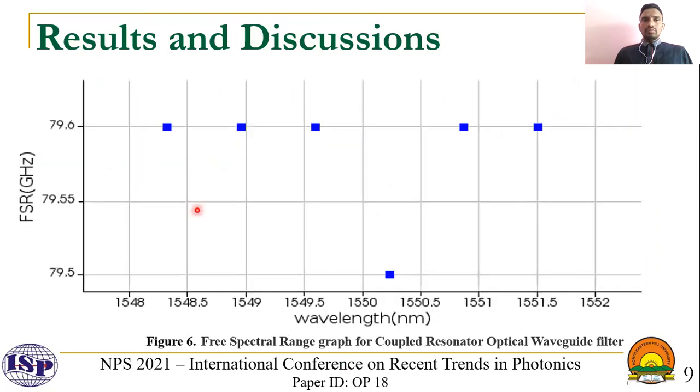Now I will move on to the next one, which is the free spectral range. You observe the free spectral range is 75.5 gigahertz at the wavelength of 1550 to 1550.5.